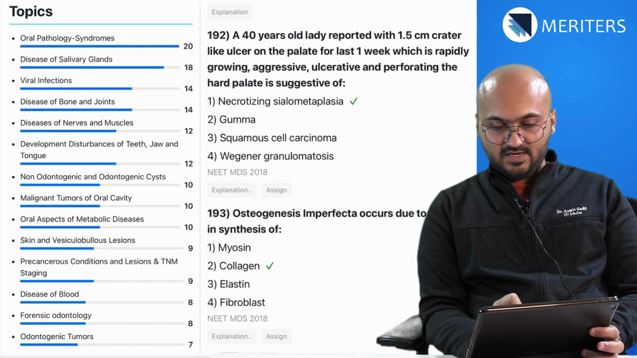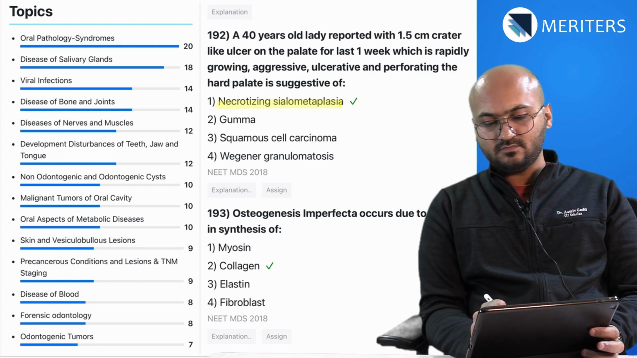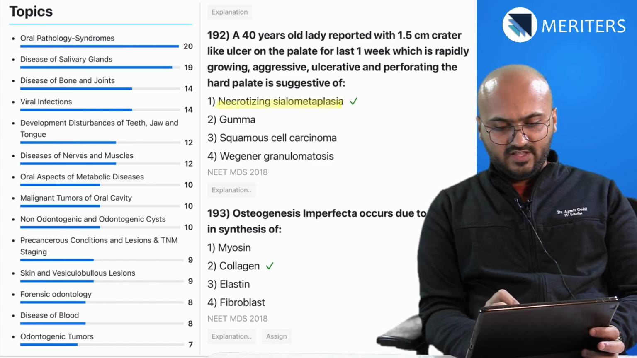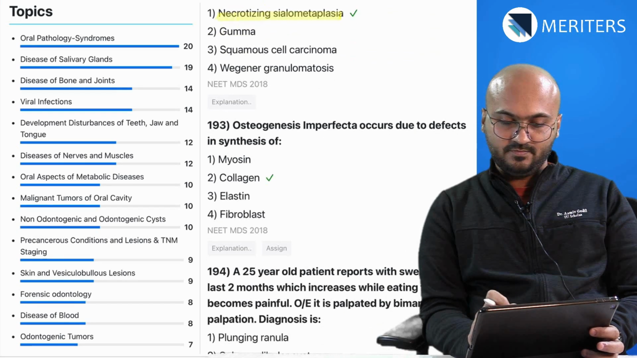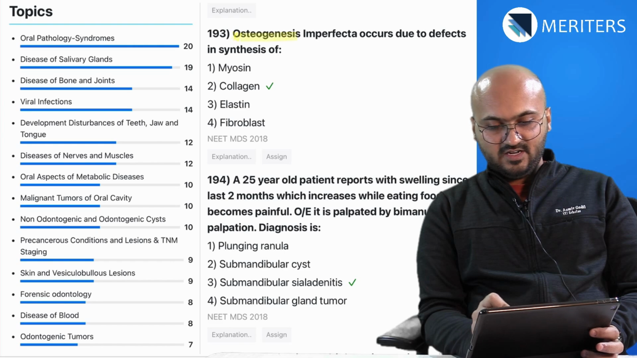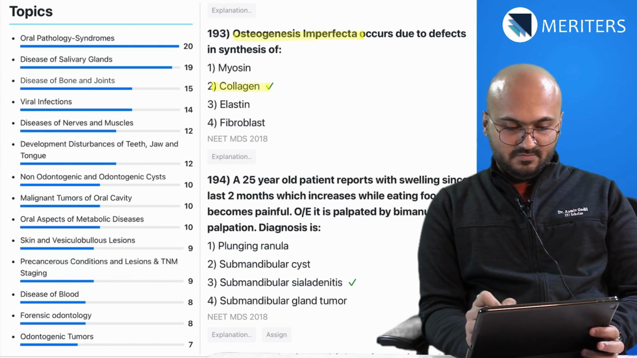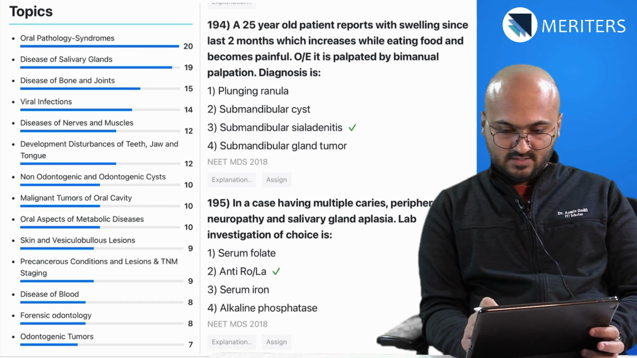40-year-old patient with necrotizing sialometaplasia. Clinical question. Look at the history carefully, especially the hard palate. The site is important. Osteogenesis imperfecta occurs due to collagen problems, so bone and joints.